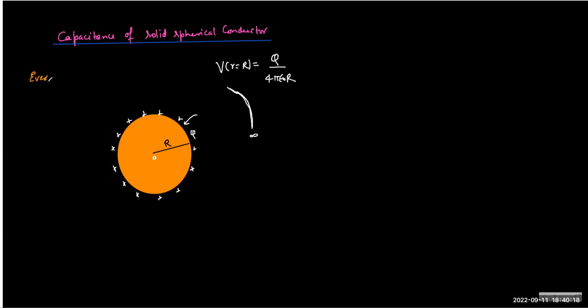Every field line will terminate at infinity. And if every field line will terminate at infinity, then the infinity will act as the hypothetical shell. And what is the distance now for this shell from the center? The distance is infinite, right?